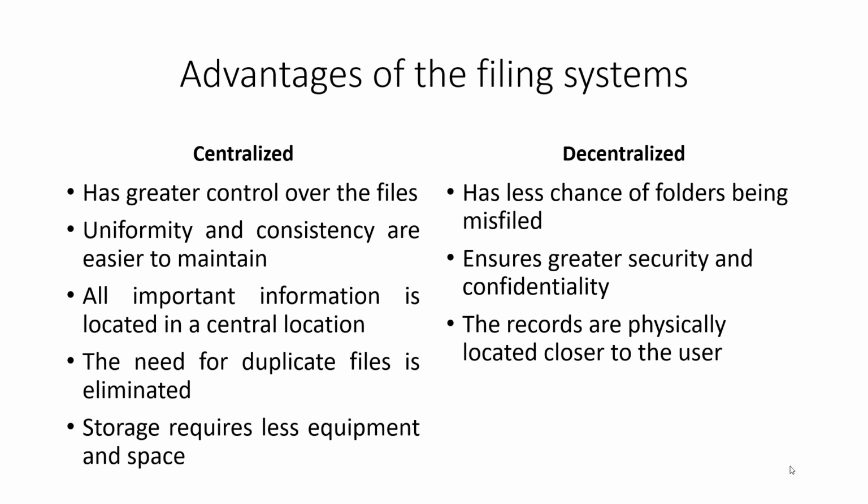In a decentralized file system, since the files are maintained by individuals, there is less chance of folders being misfiled into the wrong record series, and even if it is misfiled, it is easier for the individual to sort it out. As the records are unavailable or have limited access by other employees, it leads to greater security and confidentiality. The records are physically located closer to the primary user. It becomes easier to maintain and use.